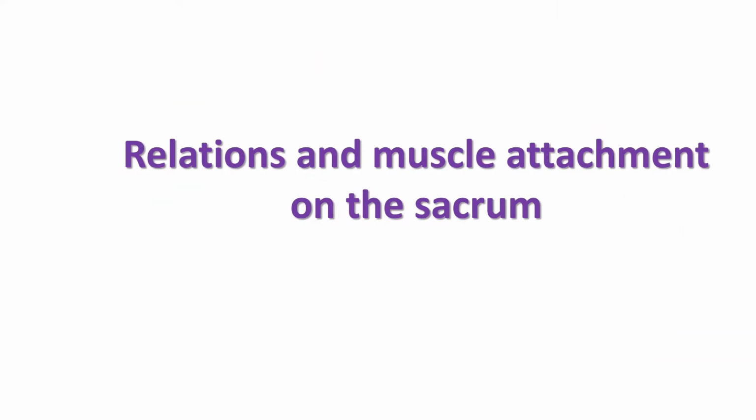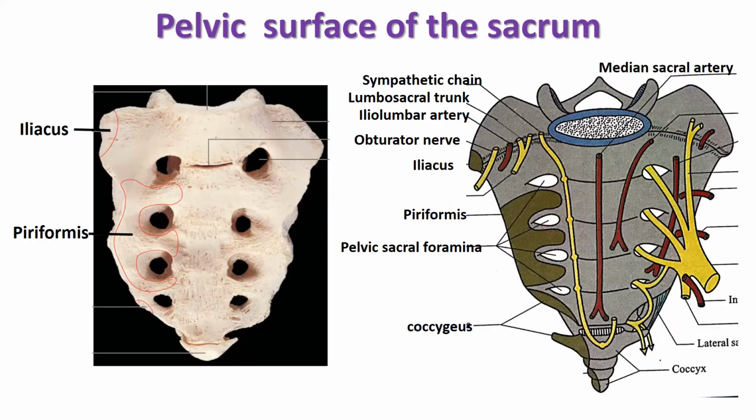Now, relations and the muscle attachments on the sacrum. The attachments on the pelvic surface of the sacrum. The anterior and posterior edges of the first sacral vertebral body give attachment to the lowest fibers of the anterior and posterior longitudinal ligament. So here will be the anterior longitudinal ligament, and on the posterior edge there will be the posterior longitudinal ligament.